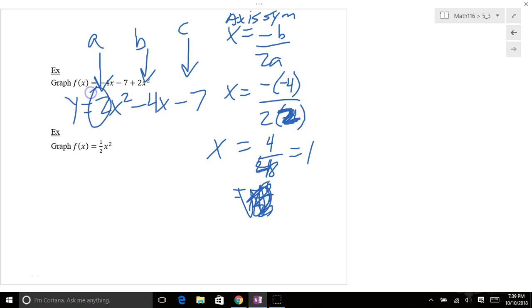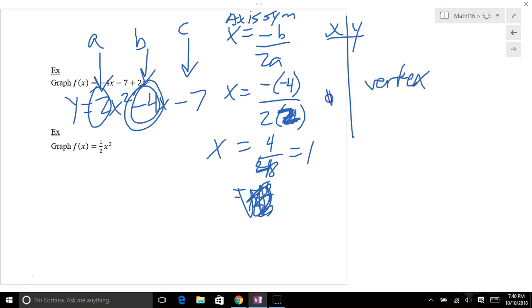Our a, if you notice, is 2. So it's negative b over 2 times a, which is 4 over 4, which is 1. So that's our starting point for our vertex. Our vertex is going to have an x value of 1. Then we're going to pick points to the right of it, like 2 and 3, and points to the left of it, like 0 and negative 1. And then you just plug them in one by one into the equation.